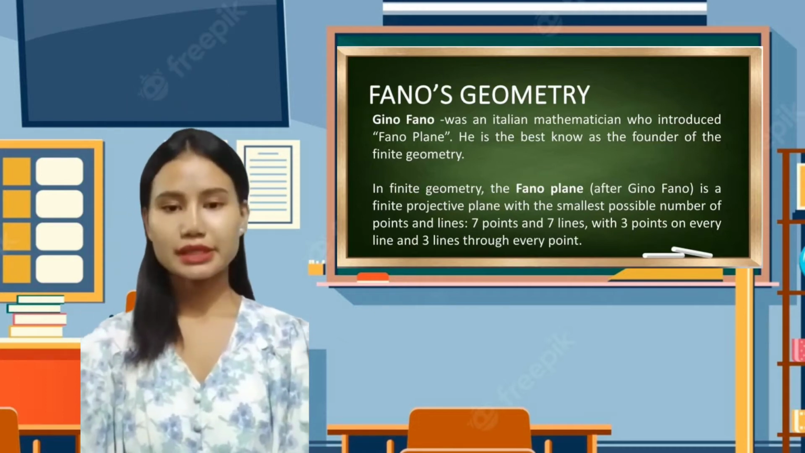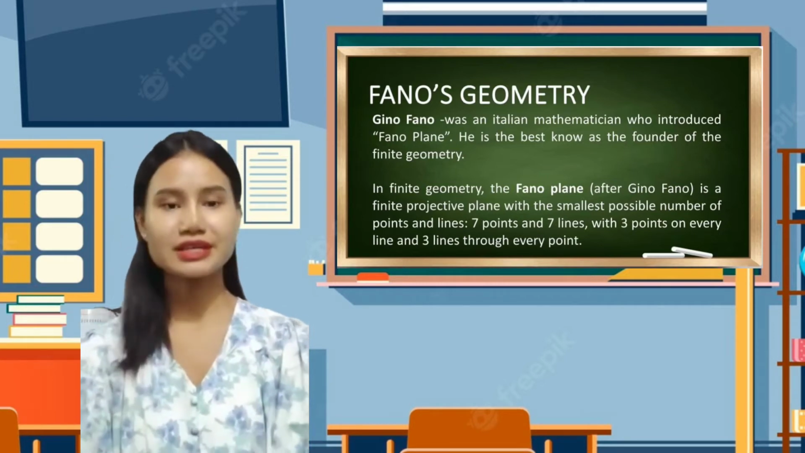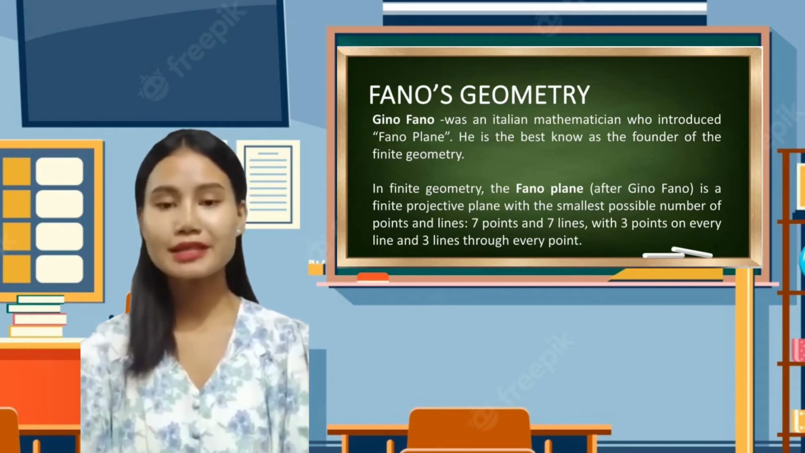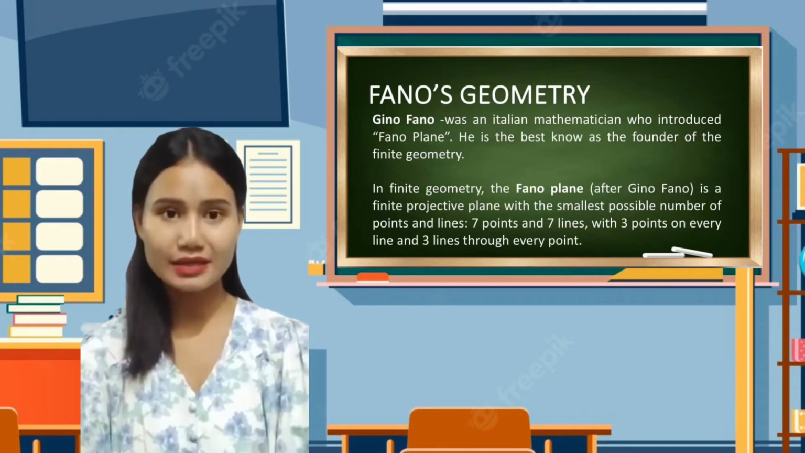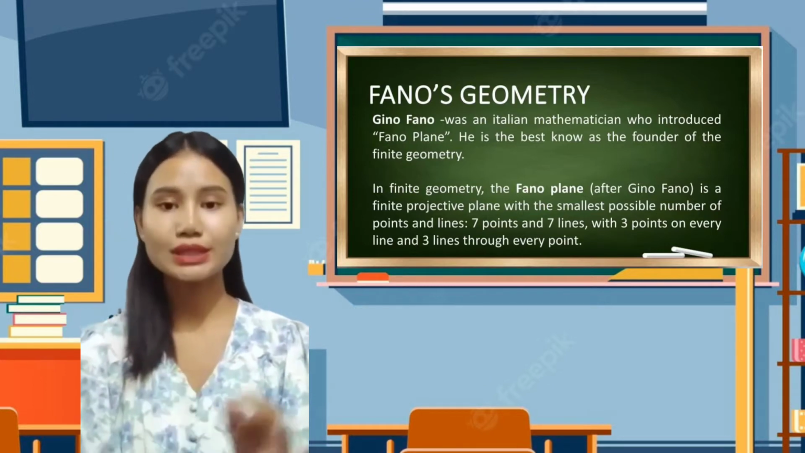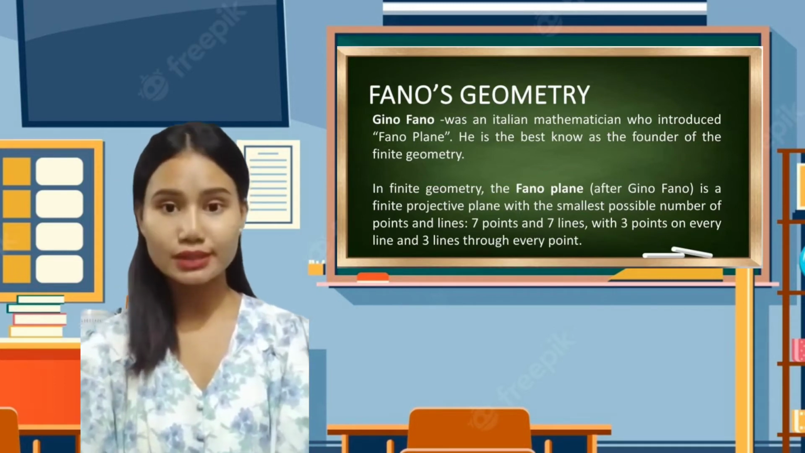In finite geometry, the Fano plane, named after Gino Fano, is a finite projective plane with the smallest possible number of points and lines. There are 7 points and 7 lines, with 3 points on every line and 3 lines through every point.